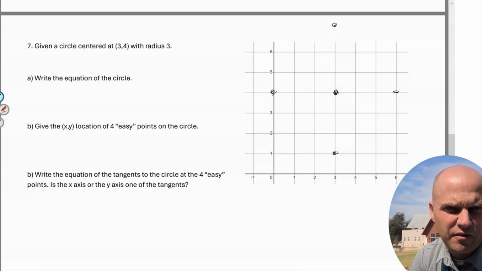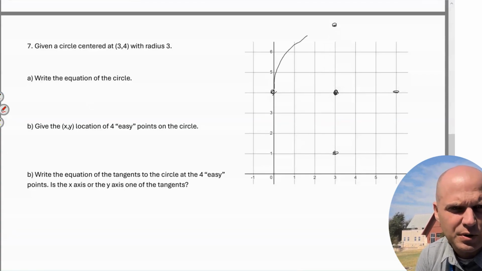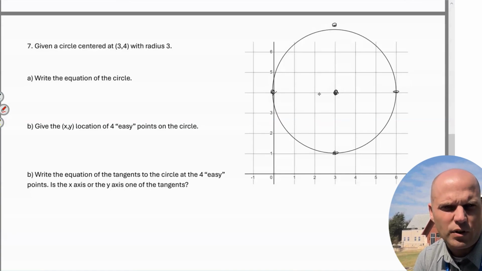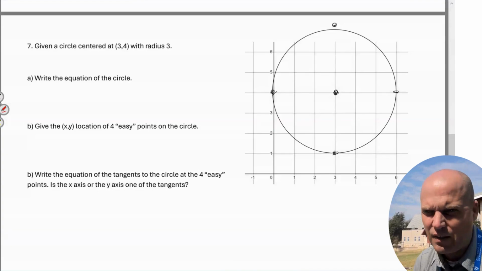I'm just going to go ahead and give myself 4 points that are easily found, just like we have been doing, points that are easily countable, whether it's left 3, up 3, right 3, down 3.